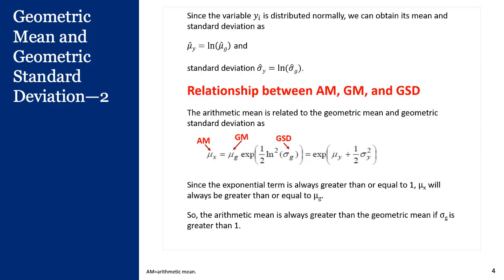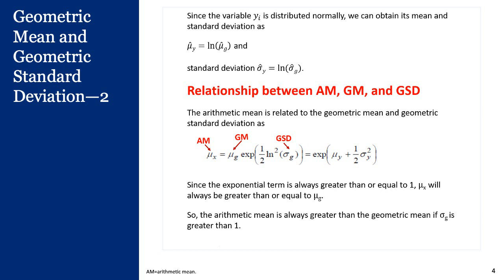If we are just looking at the log transformed values, y_i, then as I showed in the previous slide, we can obtain its mean, which is just the log of mu g, and that is the arithmetic mean of the log transformed values. And sigma of y, which is the log of the geometric standard deviation, is just the regular standard deviation of the log transformed values.